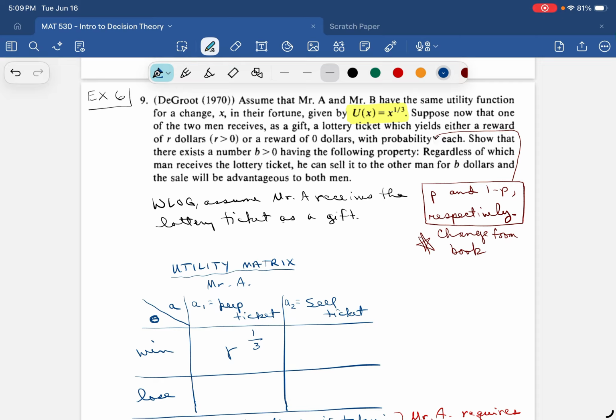If, on the other hand, the ticket does not win, then of course the utility is 0 because he wins $0. If Mr. A decides to sell the ticket, then no matter whether the ticket wins or loses, his utility will be B to the 1/3 because he will receive B dollars from the sale of the ticket. Using his utility function, that's how we get the utility for each one. And notice that Mr. A received this ticket as a gift, so he didn't pay anything for it.